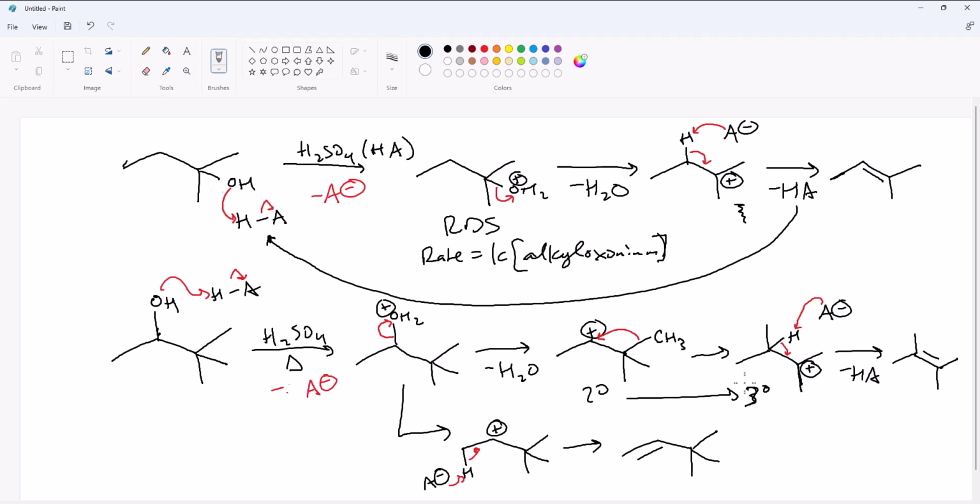So again, carbocation rearrangement can and will occur if it can stabilize the carbocation intermediate that is formed in the process of an E1 elimination reaction. So just watch out for that when you're doing E1 reactions: methyl shifts and hydride shifts can and will occur if they will stabilize the carbocation intermediate.